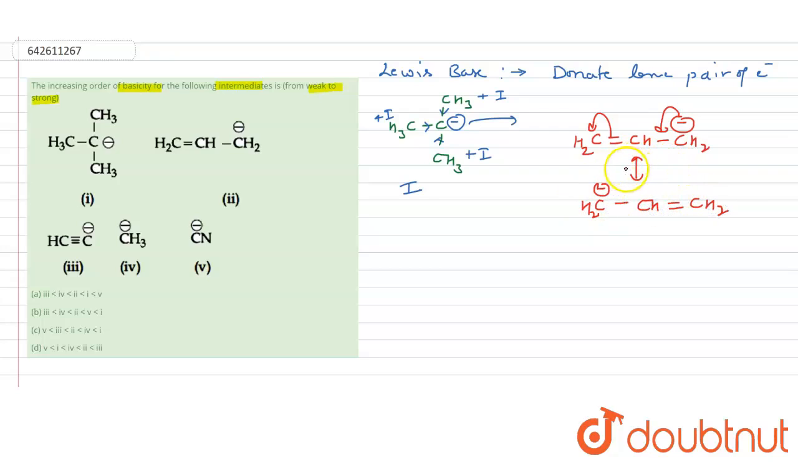So if I compare the first and second, the first one will have a higher basic character than the second one, because in this case the mesomeric or resonance effect is taking place. That means this negative charge is participating in the conjugation.